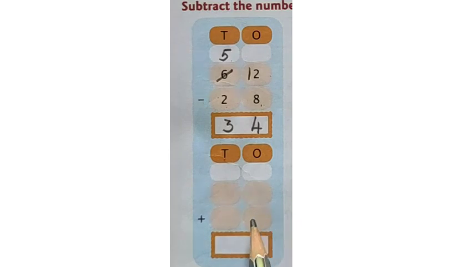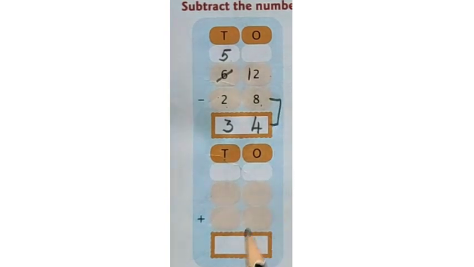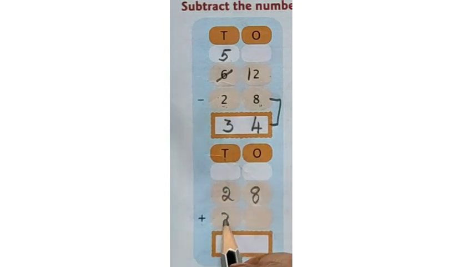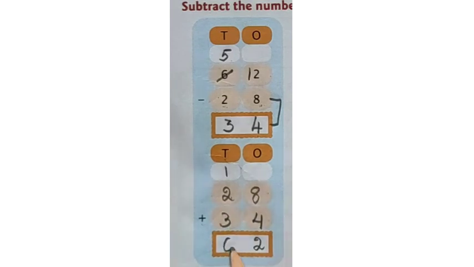Here what we have to do in the next step down, there are some boxes here. These two numbers we have to write in the boxes and add. See the symbol here, addition symbol. First you write 28, this number 28. Next you write the difference 34 and add, children. Now 8 plus 4, it is 12. 2 in the 1's place, 1 you carry in the tens place. And now here you add 1 plus 2 is 3, 3 plus 3 is 6, 62.